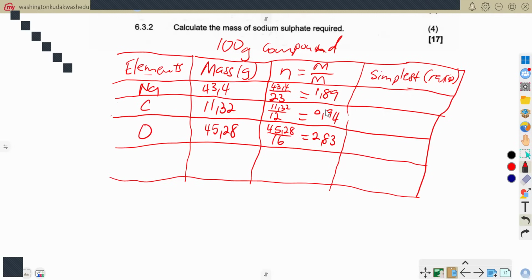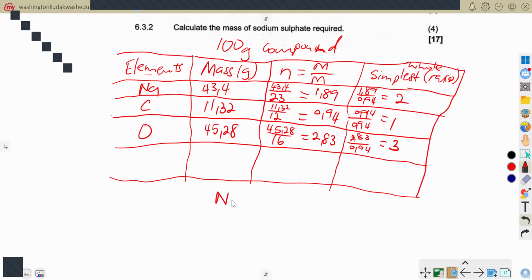Now we need to find the smallest number of moles here. It's 0.94. And then we divide throughout by 0.94. So it will be 1.89 divided by 0.94. This would be approximately 2, because we want the simplest ratio as a whole number. The ratio should be a whole number. So it is 2, and then 0.94 divided by 0.94, you would find 1 there, and then 2.83 divided by 0.94, this one would give you approximately 3.